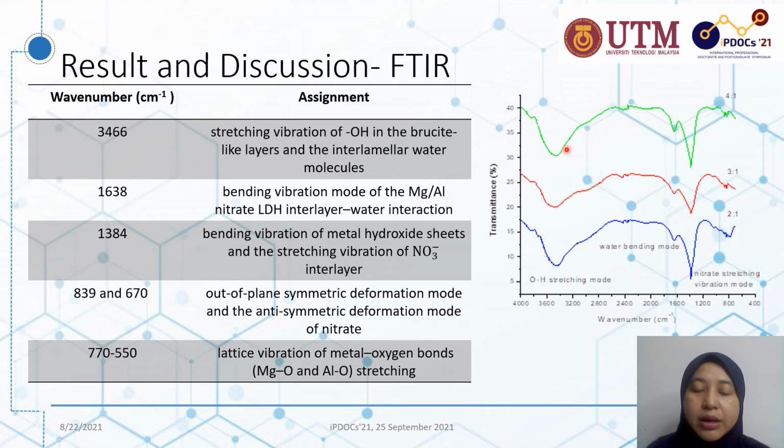For the FTIR, the broad absorption at 3466 is the stretching vibration of hydroxide in the layer and intermolecular water molecules. The 1638 is very low intensity, the bending vibration mode of the magnesium aluminium layered hydroxide, the interaction between the interlayer and water. The sharp 1384 is the bending vibration of the metal hydroxide sheet and stretching vibration of nitrate in the interlayer. Then 839 to 670 is the out-of-plane symmetric deformation mode and anti-symmetric deformation mode of nitrate, while 770 to 550 is the lattice vibration of metal-oxygen bonding, for example magnesium with oxygen and aluminium with oxygen stretching.